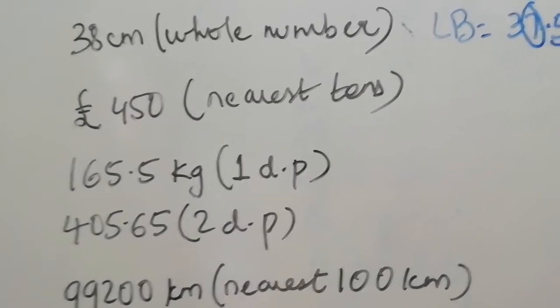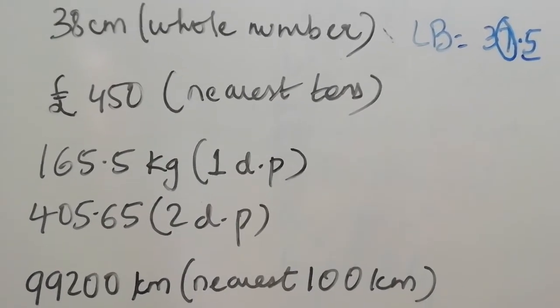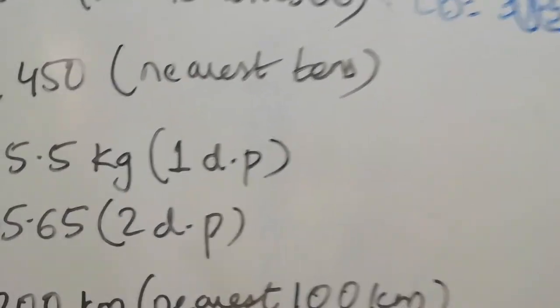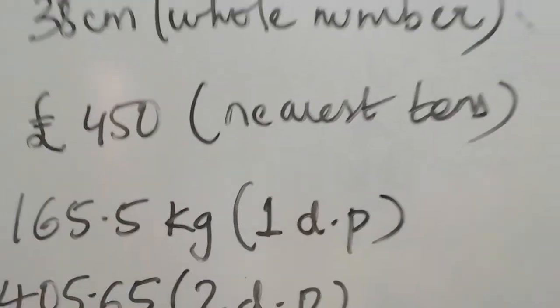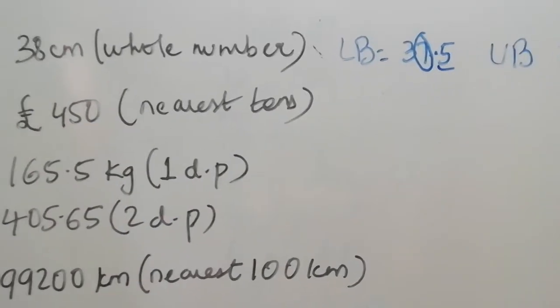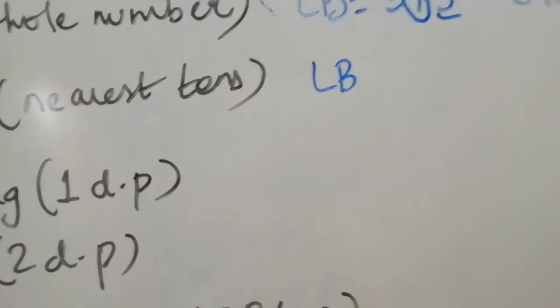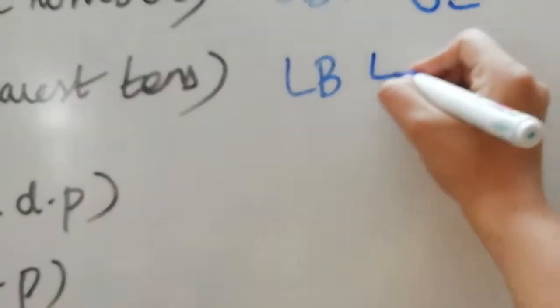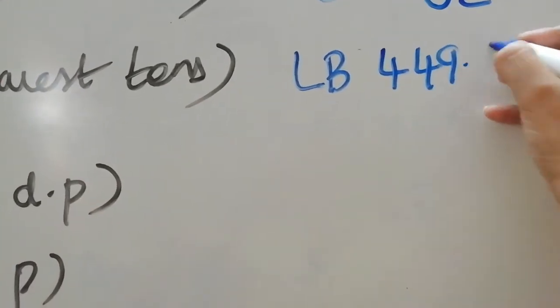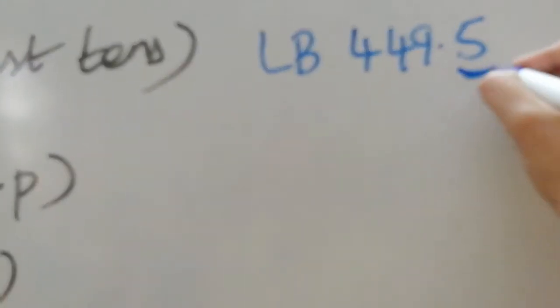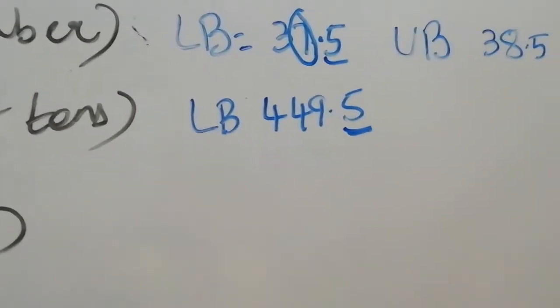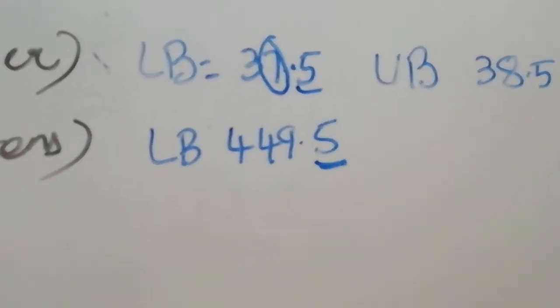Now, 450, nearest to tens. 450 nearest to tens means what? This is your tens place, so we will take that into consideration and write the number. So for the lower bound, we will go one step behind. Lower bound will be 449.5. So when you round this off, this will become 450, as this is 5.5.